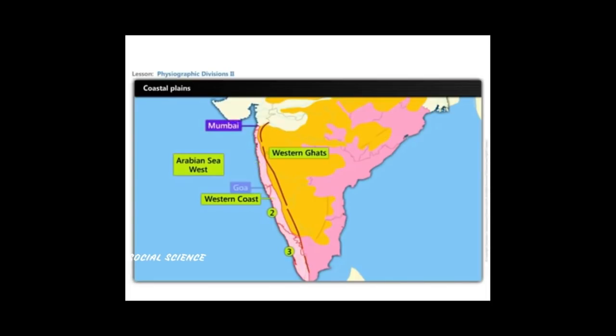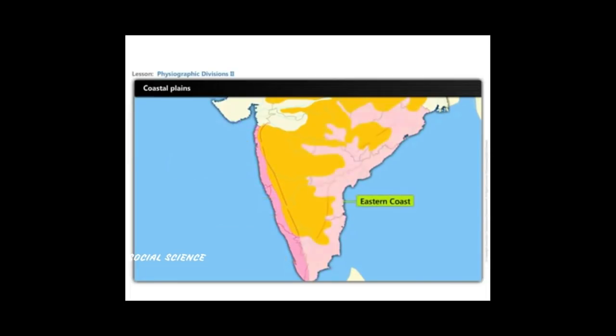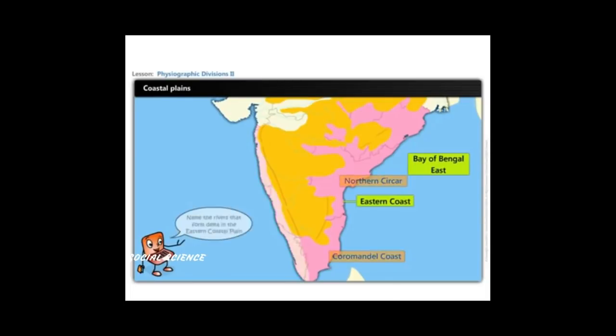The northern part from Mumbai to Goa, the coast is called the Konkan. The central stretch is called the Kannad Plain. The southern part is referred to as the Malabar coast. The eastern coastal plains along the Bay of Bengal are wide and level. The northern part is referred to as the Northern Sarkar, while the southern part is known as the Coromandel coast.